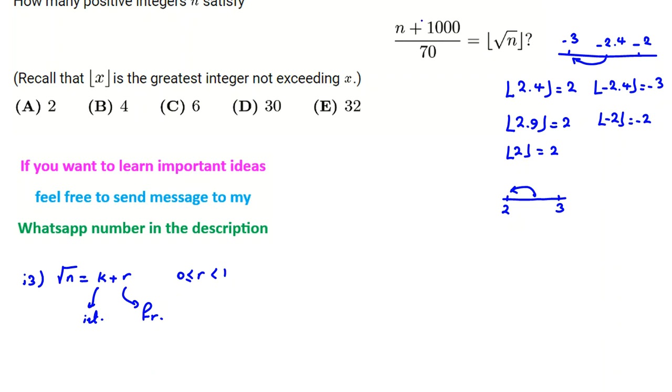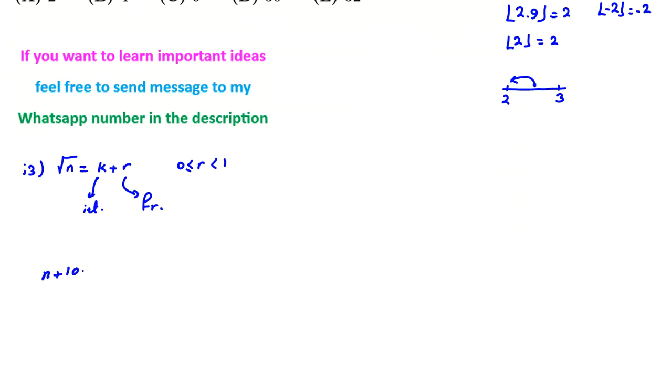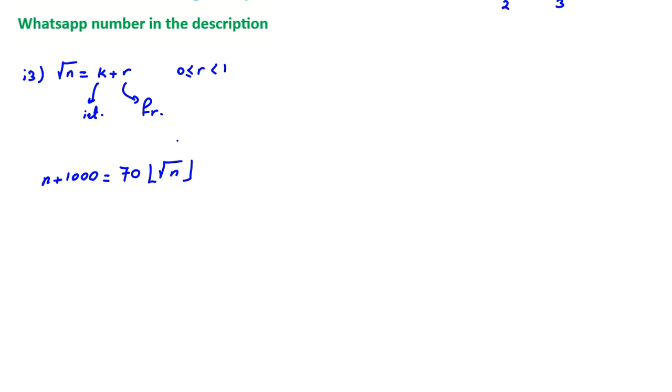Okay, now we want to use this here. n plus 1000 equals 70 times floor of root n. So let me write n plus 1000 equals 70 times floor of root n. Because it is the integer part of root n, we can say it is equal to k, so this part is 70k. Because root n is k plus r, n is this part squared, so (k plus r) squared plus 1000 equals 70k. So if we expand, k squared plus r squared plus 2kr plus 1000 equals 70k.